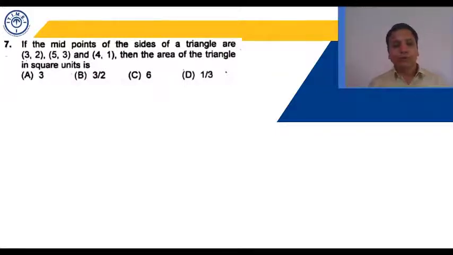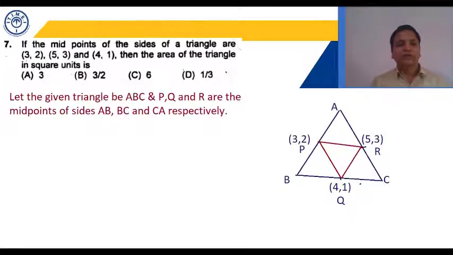Now we know the coordinates of the midpoints. We assume the given triangle, whose area is to be found, is ABC, and P, Q, R are the midpoints of the sides. P divides AB into two equal parts, AP is equal to PB. Q divides BC into two equal parts, BQ is equal to QC. The coordinates of Q are (4, 1), the coordinates of P are (3, 2), and the coordinates of R are (5, 3). It is the midpoint, and that is CR is equal to RA.